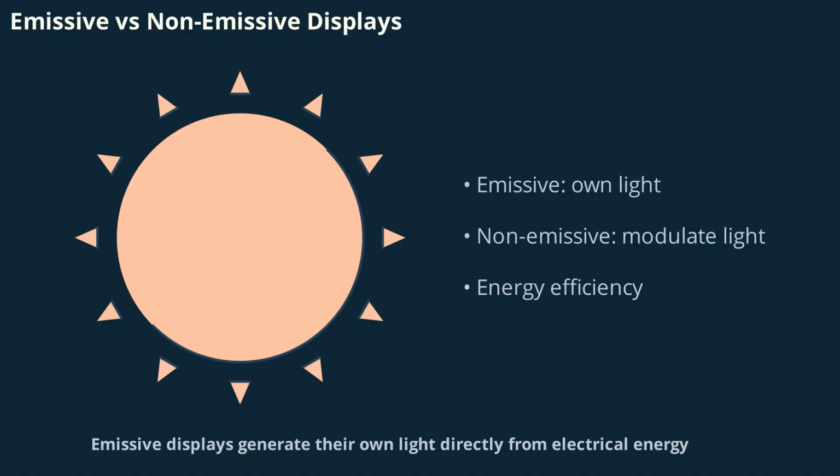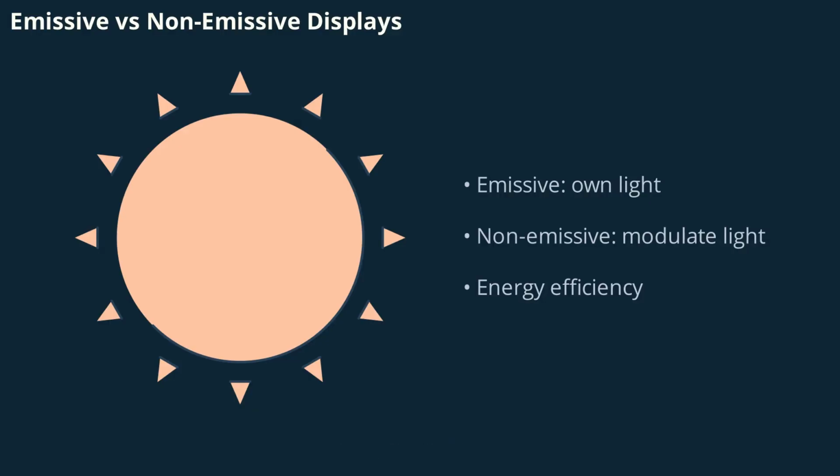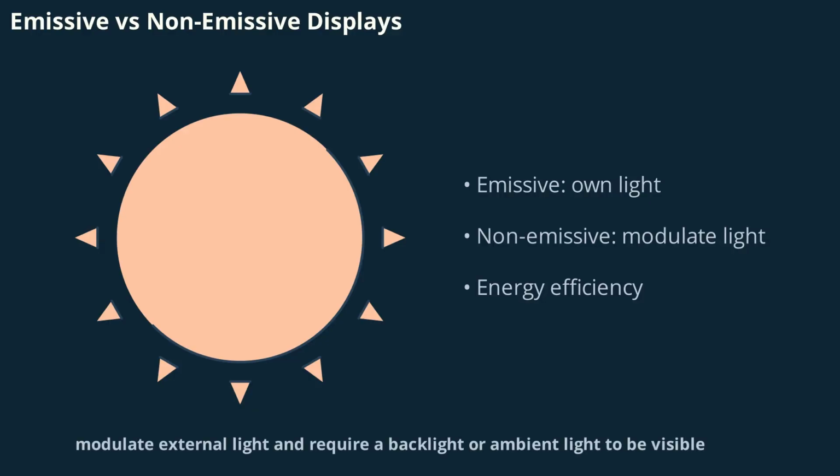Emissive displays generate their own light directly from electrical energy. Examples include CRT, plasma, LED, and OLED displays. Non-emissive displays like LCD and e-ink modulate external light and require a backlight or ambient light to be visible. Emissive displays are generally brighter with wider viewing angles, while non-emissive displays are more energy efficient and suitable for portable devices.